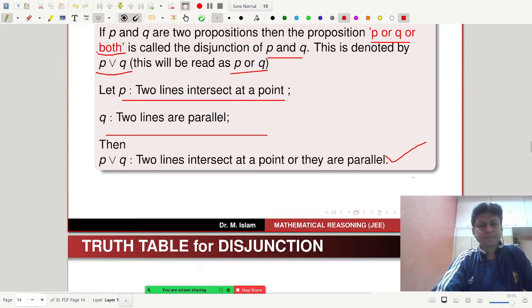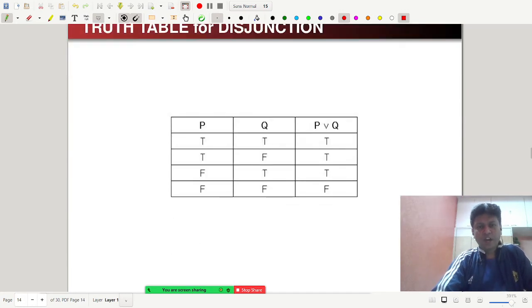So next is the truth table for disjunction. The first row says if P is true, Q is true, then P or Q is true. If one of them is true, then it will be true. The second row says if P is true, Q is false, then P or Q is true. It's quite natural. If one of them is true, then P or Q should be true. If P is false, Q is true, then P or Q is true. That is the third row. And the last one: if both are false, then P or Q is false. So this is the truth table for disjunction.